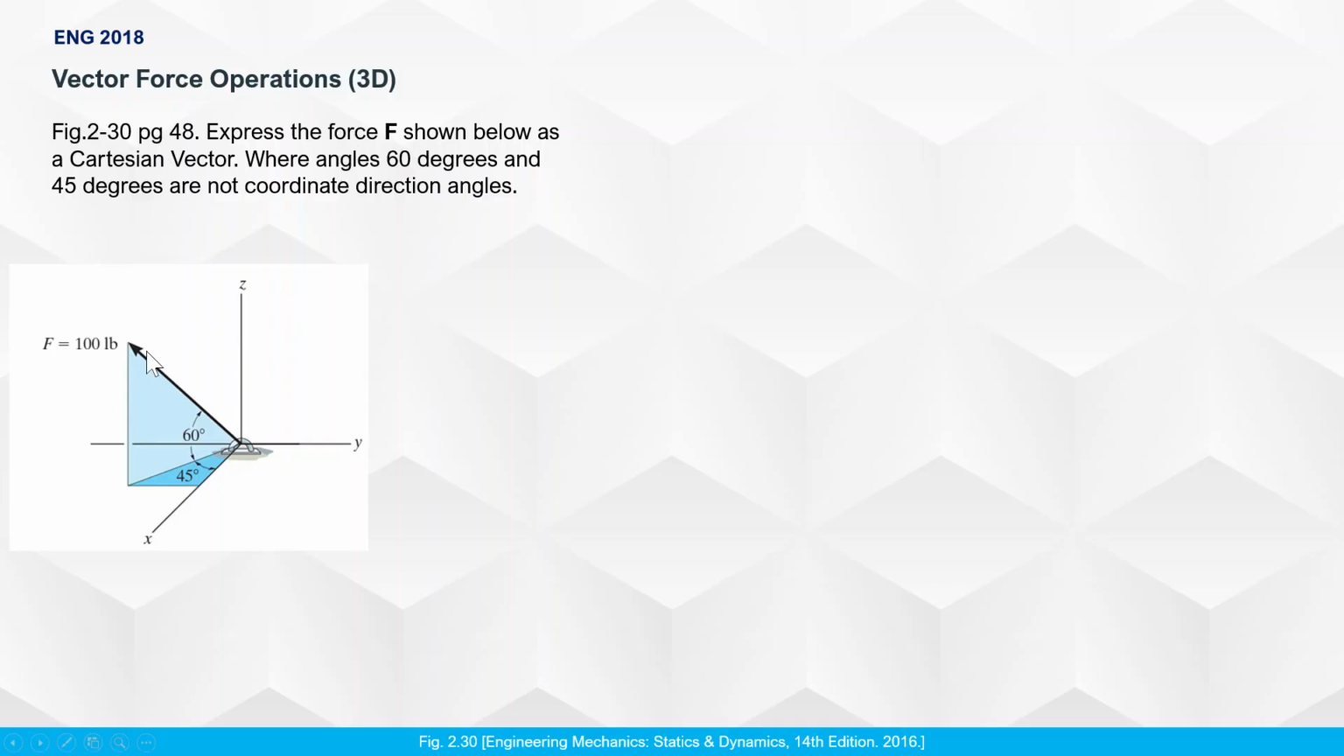Express the force F, 100 pounds, below as a Cartesian vector, where angles 60 degrees and 45 degrees are not coordinate direction angles. Again, they're not coordinate direction angles. They're just a reference kung gaano kalayo siya from the x-axis and y-axis and gaano kalayo siya from the z-axis pataas. Okay? First thing you do here is you identify the XYZ components via the parallelogram law of addition. How do you apply that? You first draw muna your own diagram.